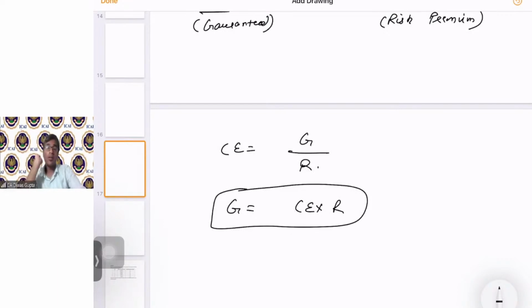Yes, Darshan. Darshan is saying risky cash flows would always be greater than certain. Yes. Ultimately, higher risk would mean something higher than the guaranteed amount. Correct? That is why.